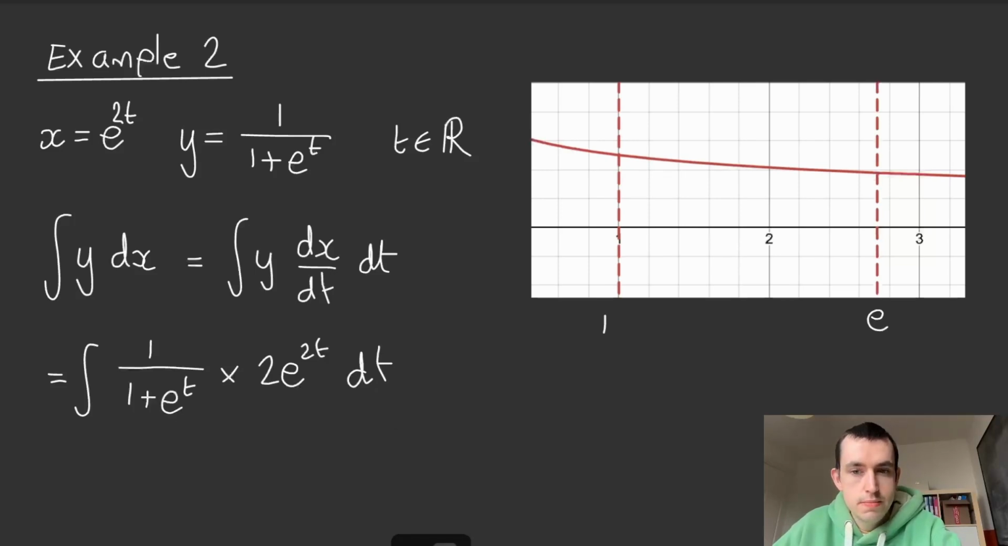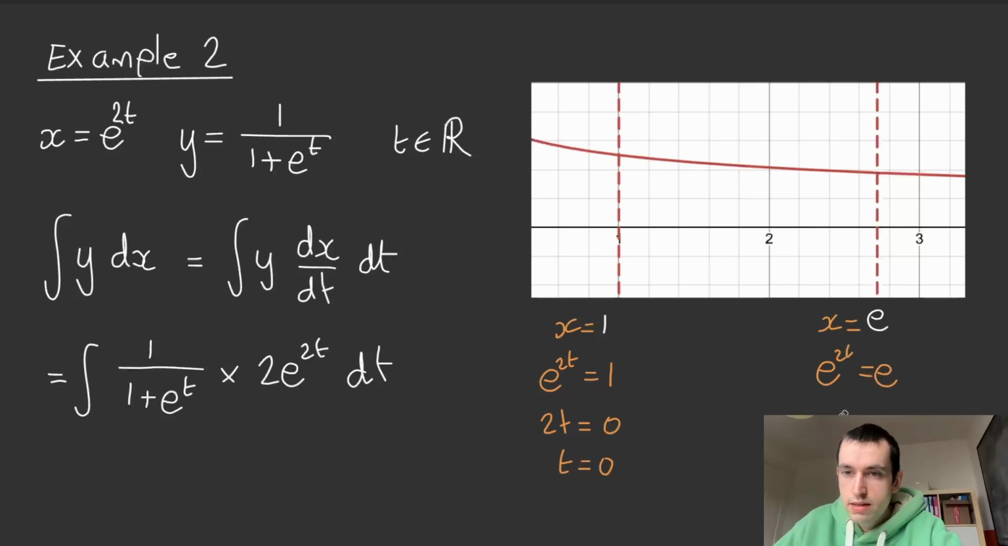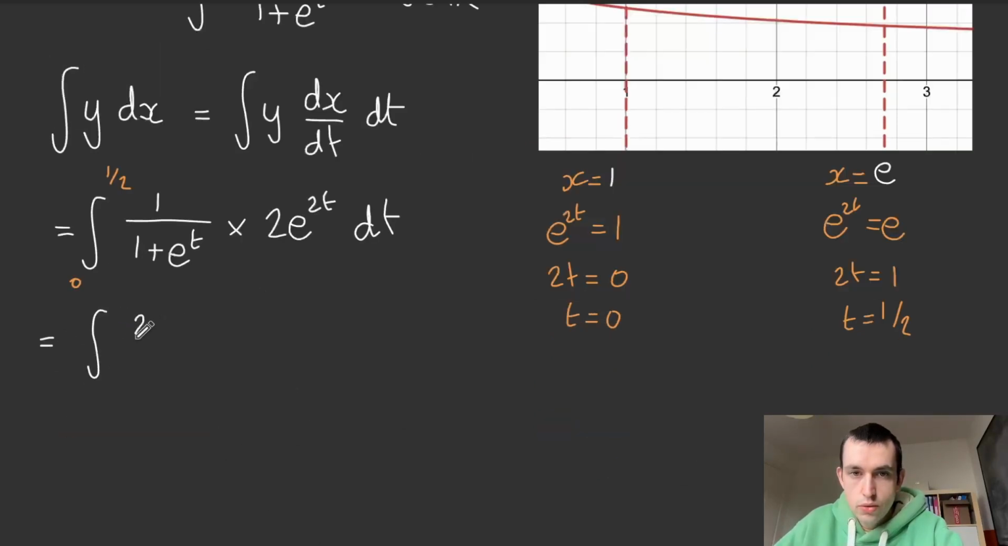How about the limits? When x is equal to 1, that means e to the 2t is equal to 1, which means that 2t is equal to 0, which means that t is equal to 0. When x is equal to e, e to the 2t is equal to e, 2t is equal to 1, and then t is equal to a half. So our limits are 0 to a half. If I now write this all as one fraction, it will be 2e to the 2t over 1 plus e to the t dt from 0 to a half.